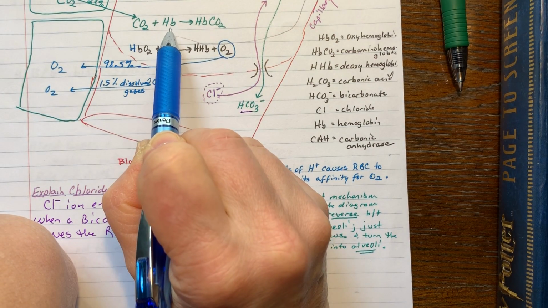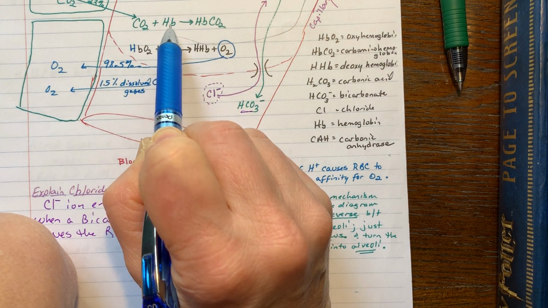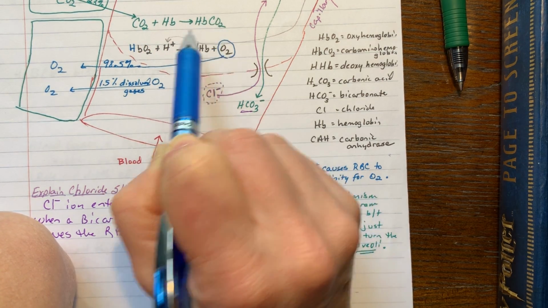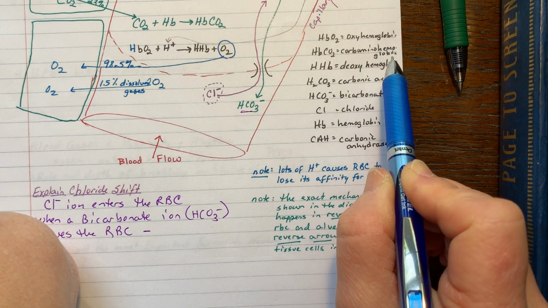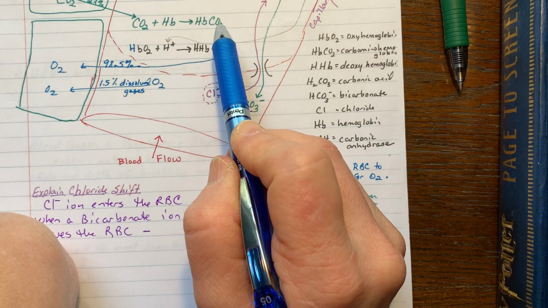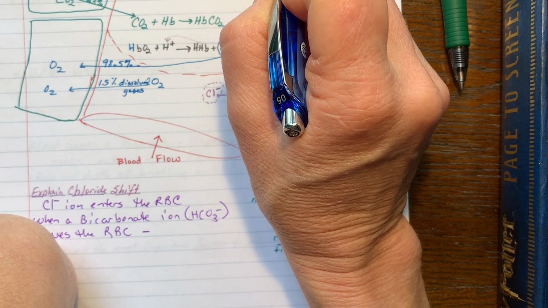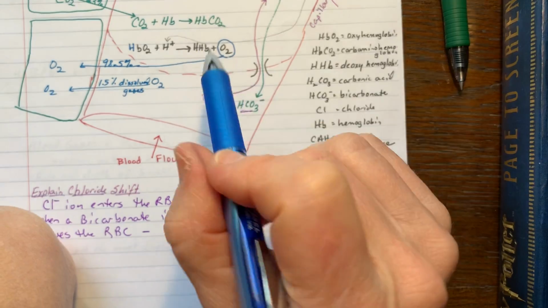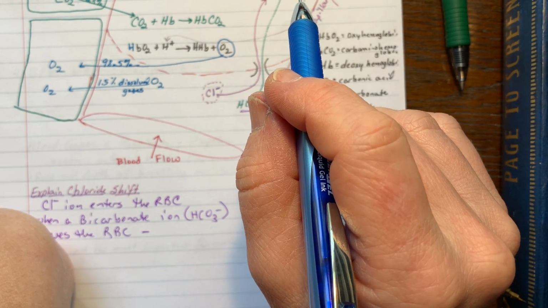23% hooks on to the hemoglobin. All right. So if you have carbon dioxide plus hemoglobin, you get, I think I've written it over here, carbaminohemoglobin. Okay. 7% will travel that way. 7% will just dissolve into the plasma, and that's how it's carried to the lungs.